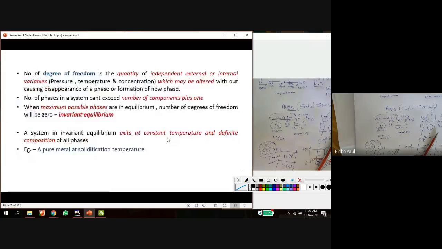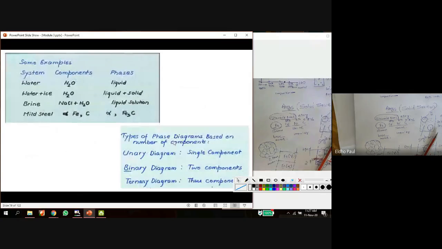For example, I will draw exactly that microstructure. So this is the microstructure. We have different grain boundaries in this. We have different grain boundaries.